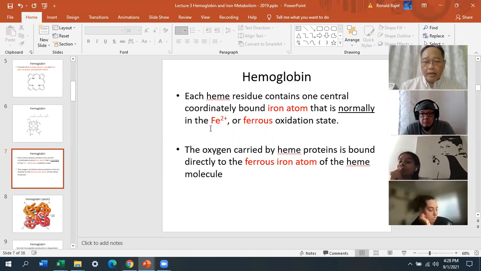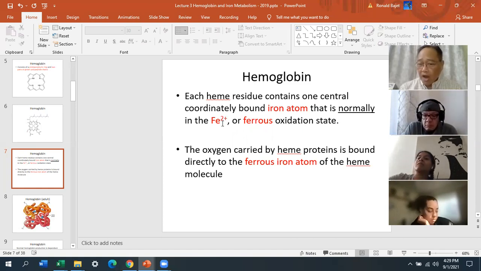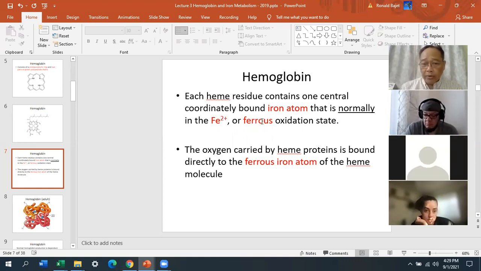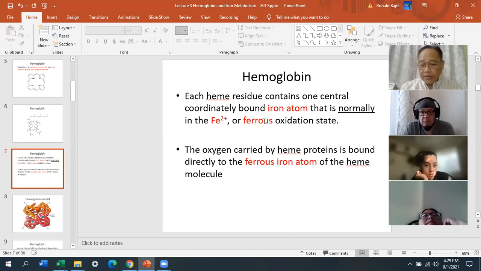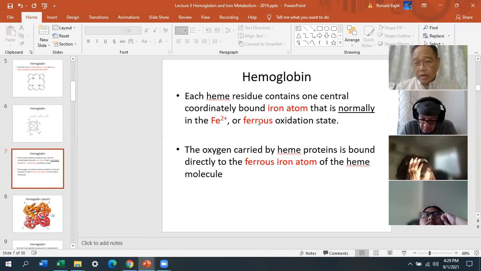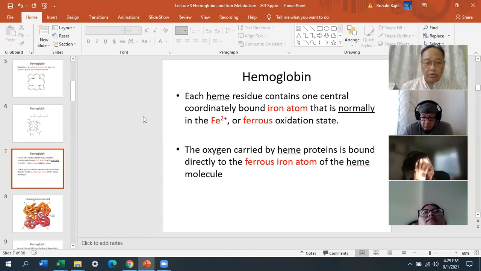To remember that the Fe2+, or the ferrous iron, is the one that binds to oxygen: you see that O there? If you see the O in ferrous, that means that's the one that will bind to oxygen. If you don't see the O, as in ferric, that's the one that will not bind to oxygen. So just remember that the Fe2+ or ferrous iron is the one that will bind to oxygen. Remember that trick.